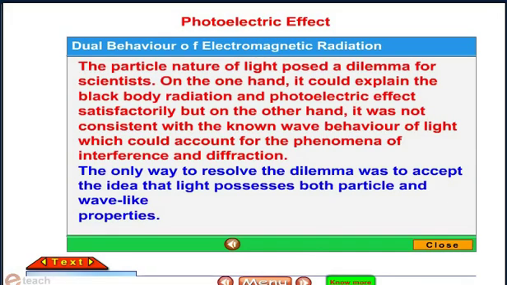Dual behavior of electromagnetic radiation. The particle nature of light posed a dilemma for scientists. On the one hand, it could explain the blackbody radiation and photoelectric effect satisfactorily, but on the other hand, it was not consistent with the known wave behavior of light, which could account for the phenomena of interference and diffraction. The only way to resolve the dilemma was to accept the idea that light possesses both particle and wave-like properties.